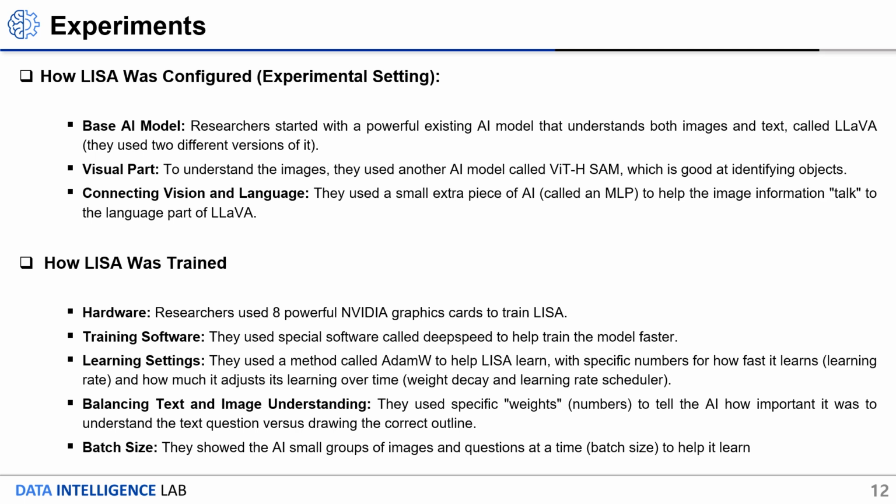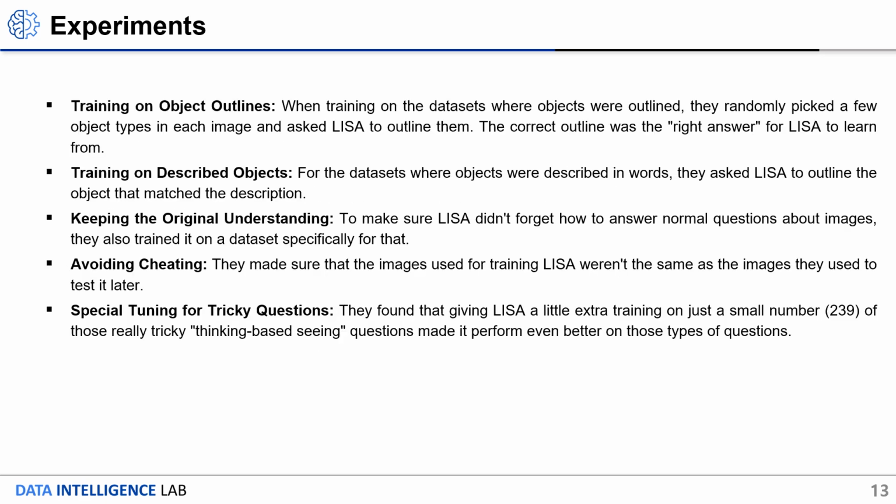For balancing text and image understanding, they use specific weights, or numbers, to tell the AI how important it was to understand the text question versus drawing the correct outline. Now, for the batch size, they showed the AI small groups of images and questions at a time to help it learn.